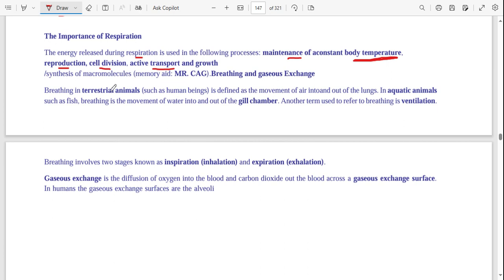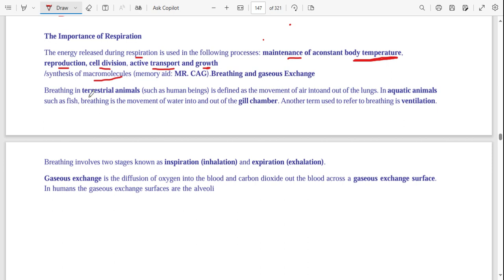Remember, we did discuss active transport from a region of low concentration to a region of high concentration. So you need energy to go against the concentration gradient. You also need energy for growth. Okay. You also need energy to make big molecules, macromolecules. Right.